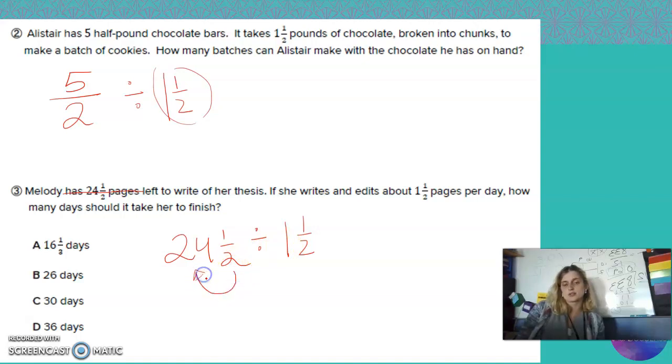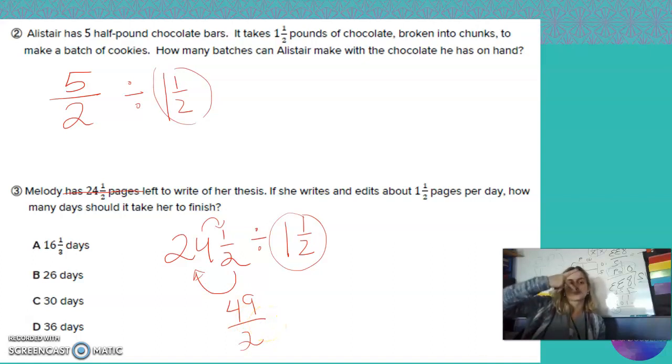2 halves in each 24, 24 cut into 2 parts. That makes a total of 48 parts. Plus 1 more is 49 half-sized parts. You change this one into a fraction, keep the 49 halves the same because it's the first fraction, multiply by the reciprocal, and simplify as needed because that actually might be a gross multiplication problem.